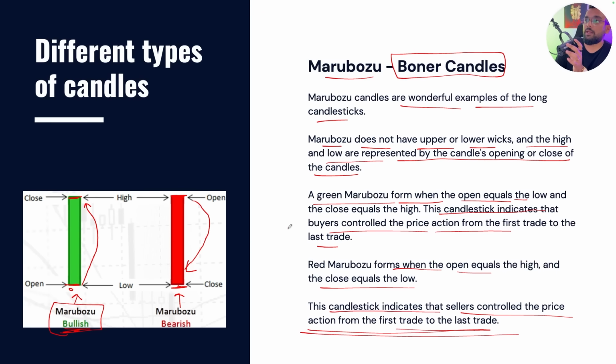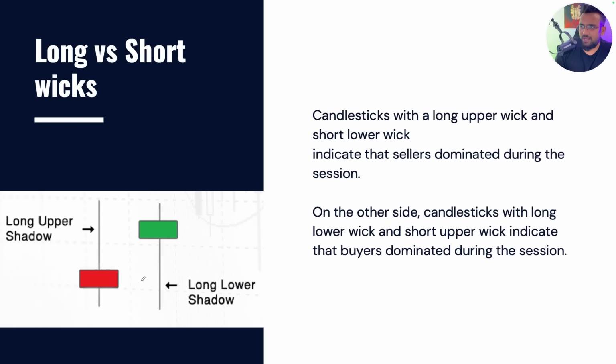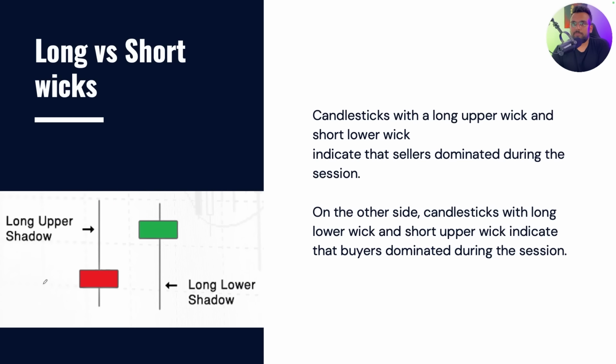Now the next one I love the most is long versus short wicks. These are called pin bar candles as well. I love them, by the way. Now, candlesticks with a long upper wick and short lower wick. We're looking at this red candle first, with the long upper wick. Think about this for a minute. Just take everything else away and focus on this particular candle.